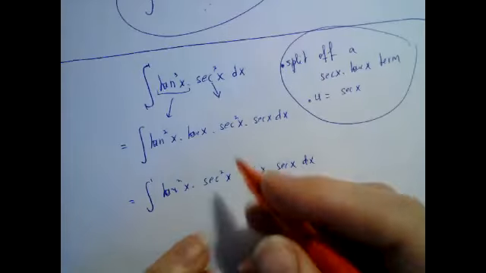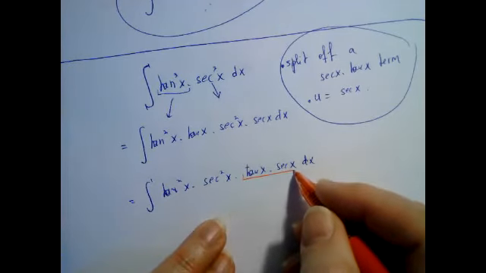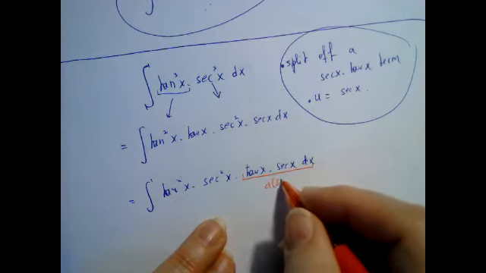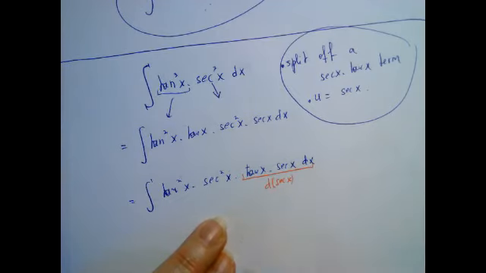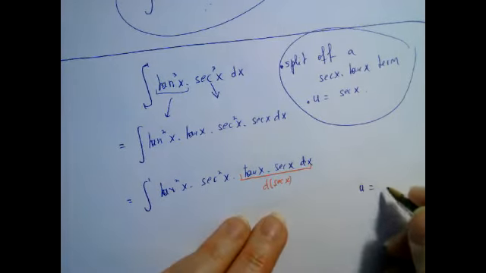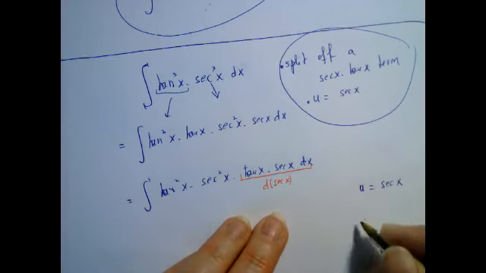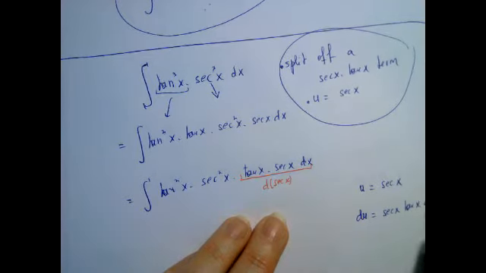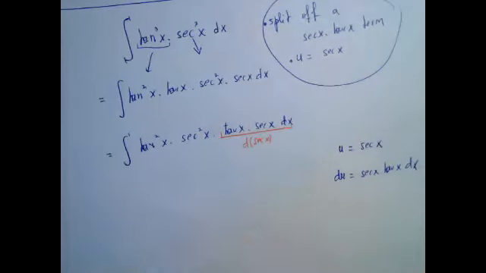So I'm going to split off this term. The benefit is that this term, when I split it off, is the derivative of secant. That's really what's going to make it workable for us. So now I'm going to put u to be secant. The du is secant tangent dx.